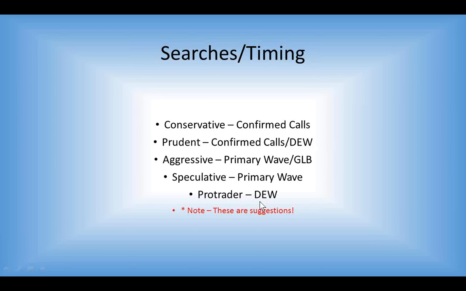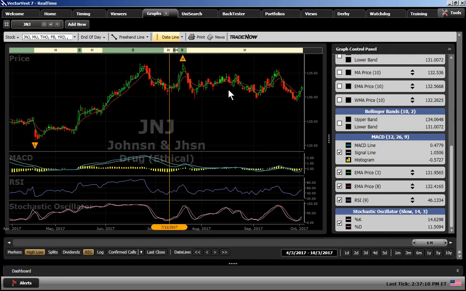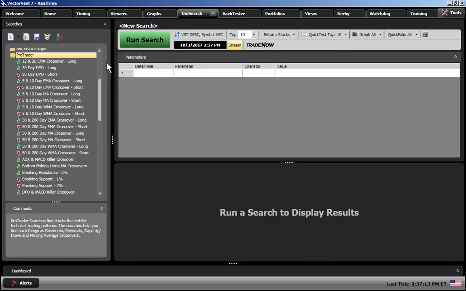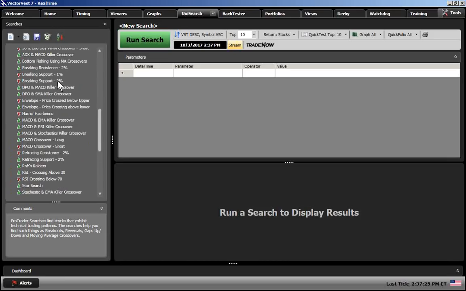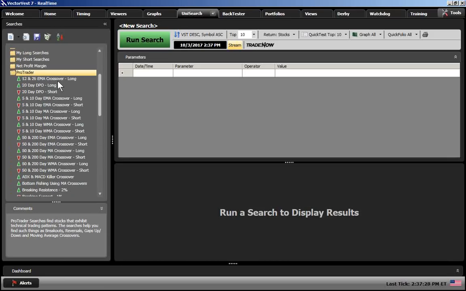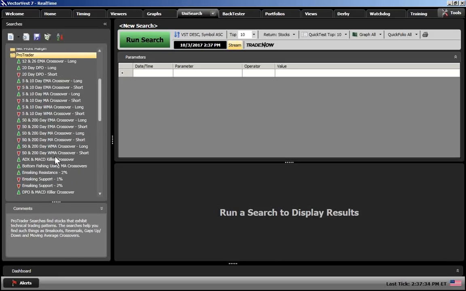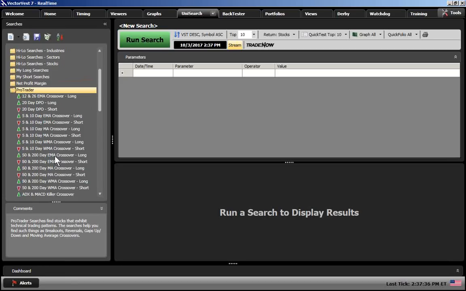All right, let's get back into the software. And now let's go to the Unisearch tool and let's start using that Pro Trader tool within the Unisearch. Now, the first thing that I want to do is start off with the aggressive trader. If you're looking at these, what is the best suited technical indicator for the aggressive trader? I want to see what you want to look at. And when you're looking at these indicators, what do you think is best used for the aggressive trader? All right, type in the room.